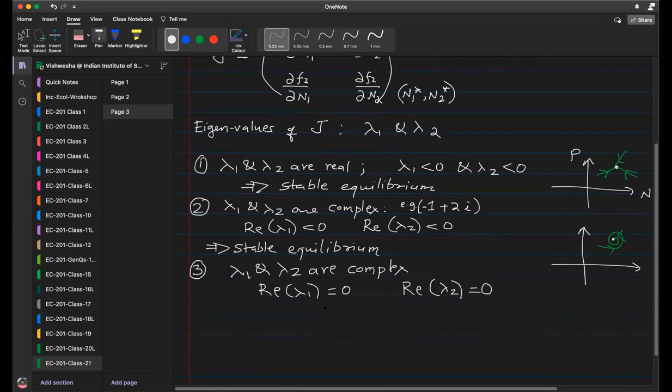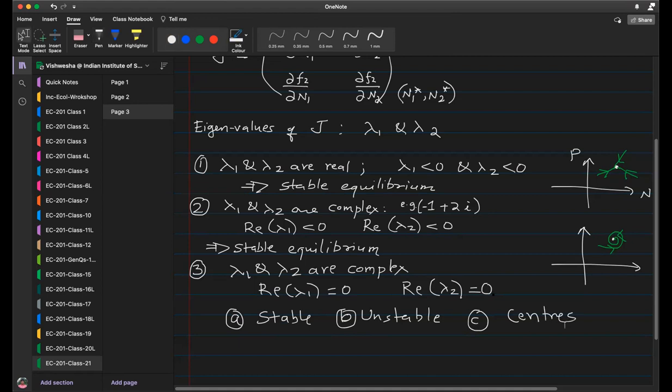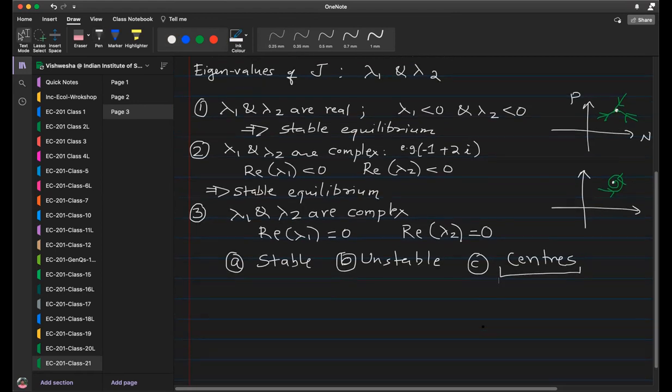In this case, there are 2 possibilities. One possibility is that it is actually stable or unstable depending on what the higher order terms do. Actually, there are 3 possibilities: stable, unstable, and a third thing mathematically called centers. It's precisely this thing that actually happens in the case of the Lotka-Volterra model. So what does this mean? It means these kind of trajectories happen.